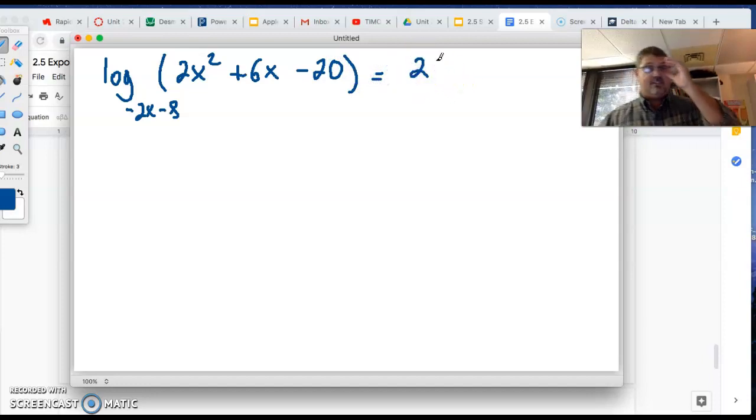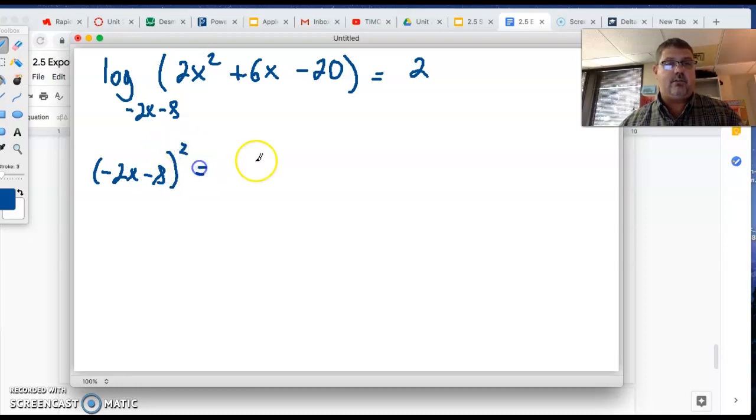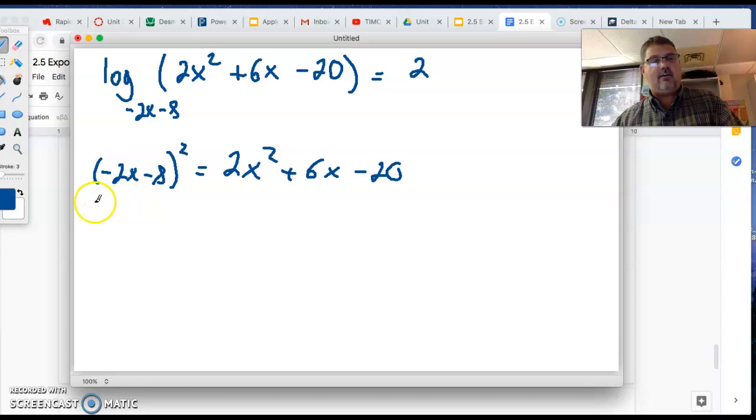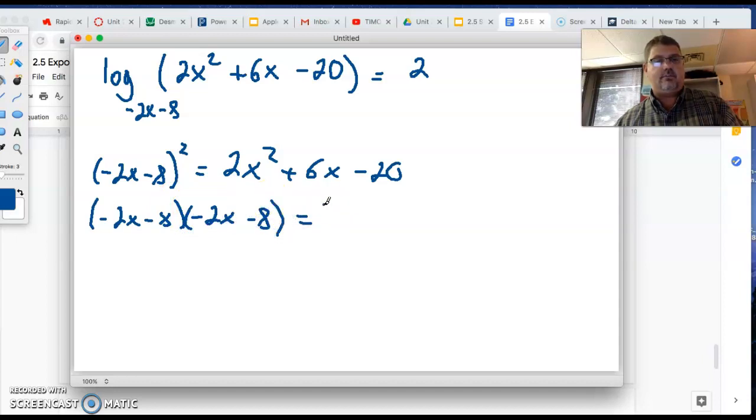All right, like I said, the first step here is converting to an exponential, which means you're going to have negative 2x minus 8 to the 2, and that's 2x squared plus 6x minus 20. All right, so when you multiply this out, it might help us to rewrite it like this, and that's still equal to 2x squared plus 6x minus 20.